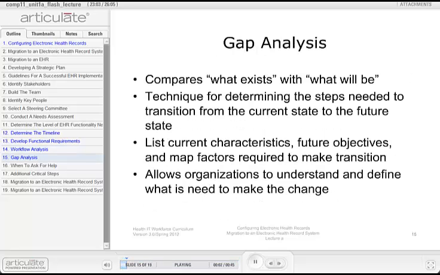Another useful tool for preparing for the migration to an EHR is a gap analysis. This type of analysis compares the conditions that currently exist within an organization with those that will exist after implementation of the EHR. The difference between the two sets of conditions is the gap. A gap analysis can help determine the steps needed to transition from paper records to an EHR. By listing current characteristics, noting future objectives, and mapping factors required to make this transition, gaps can be identified and help the organization understand and define exactly what is needed to make the change to an electronic health record.